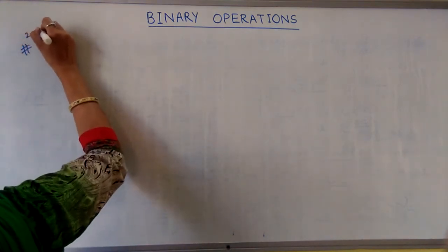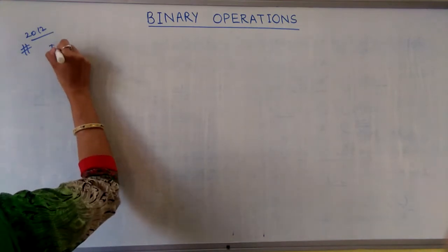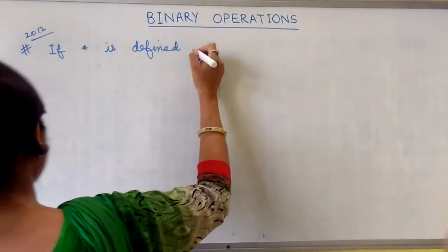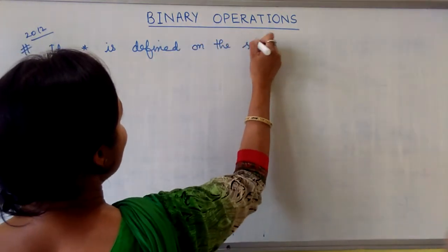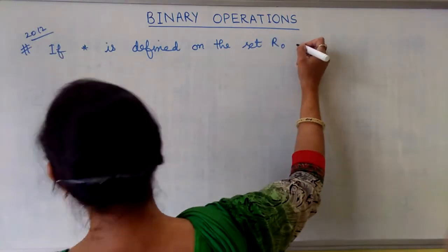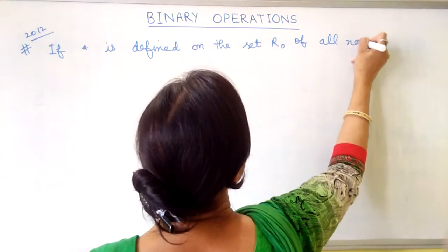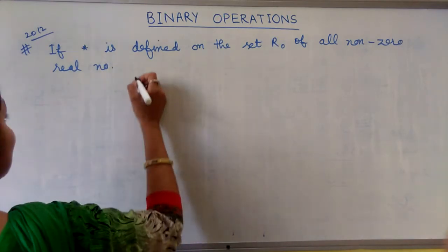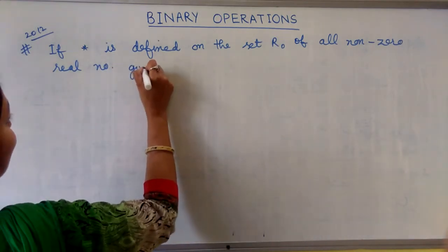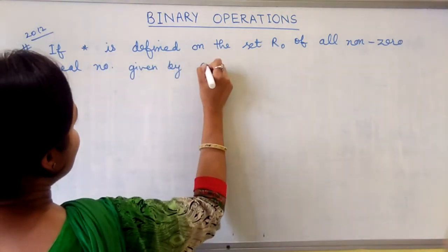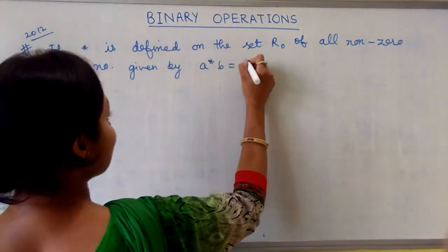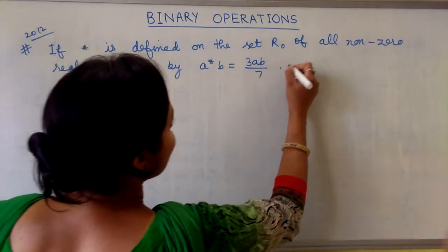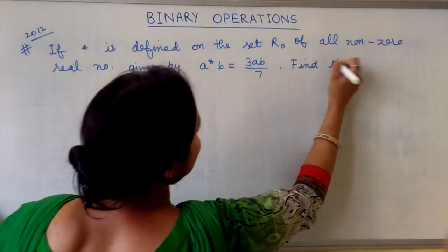Question of 2012 again. If star is defined on the set R0 of all non-zero real numbers, given by A star B is equal to 3AB by 7. Find the identity element.